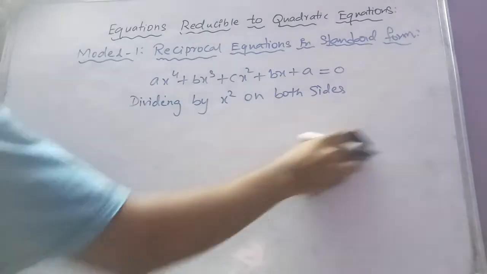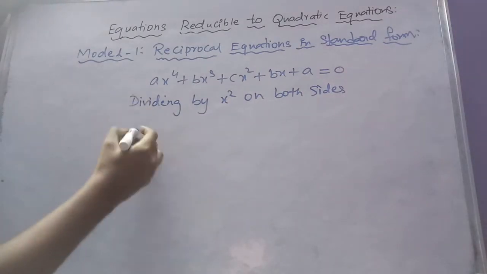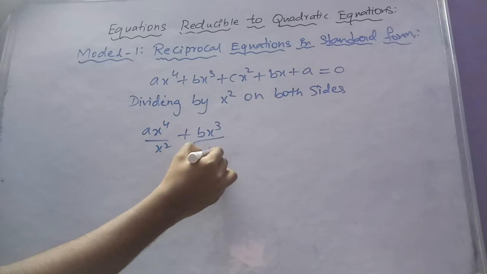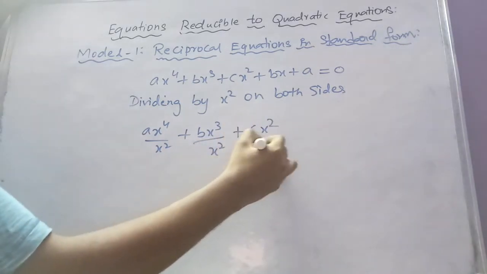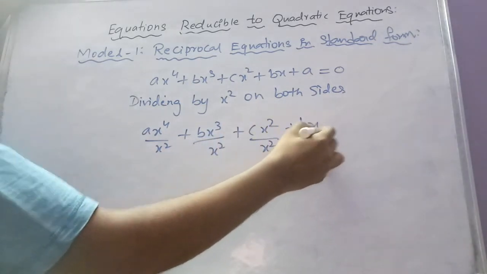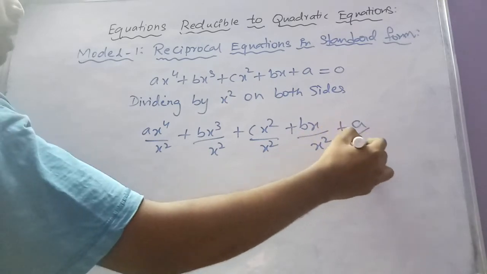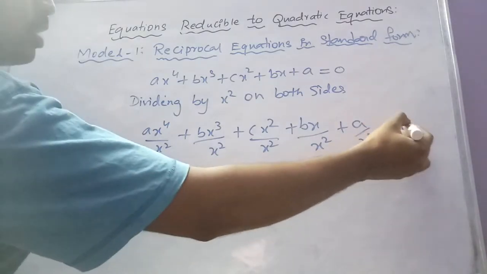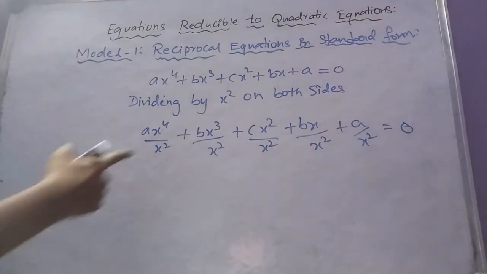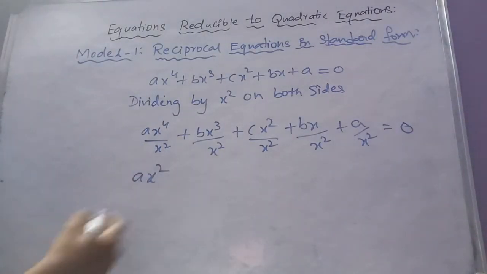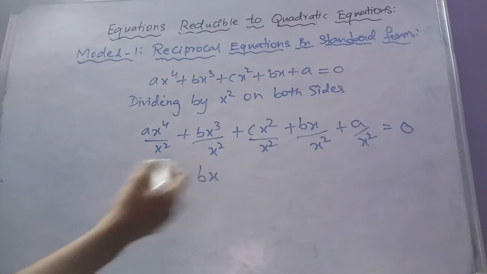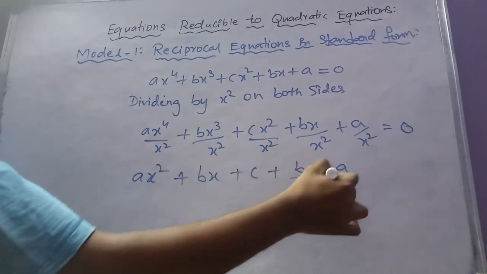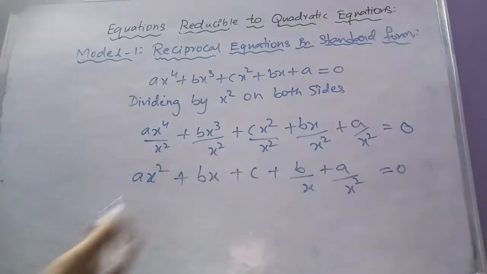If you do that, what will you get? So you will get ax power 4 by x square plus bx cube by x square plus cx square by x square plus bx by x square plus a by x square is equal to 0 by x square. 0 by x square is clearly 0, right? So this is ax square and this is plus bx plus c plus b by x plus a by x square is equal to 0.